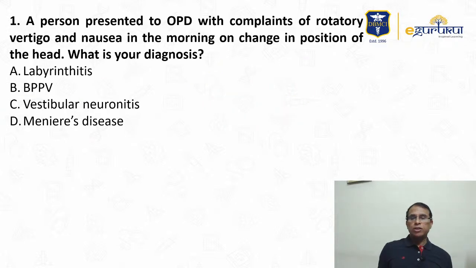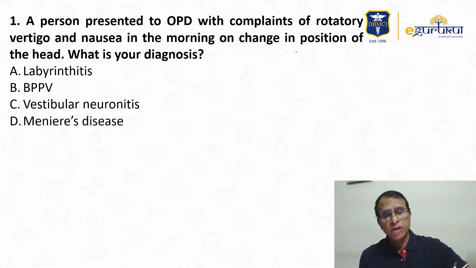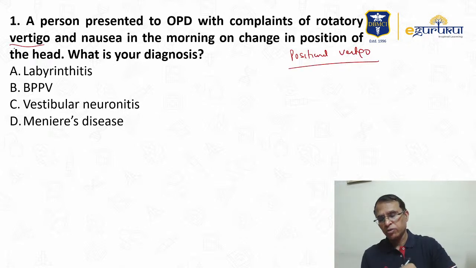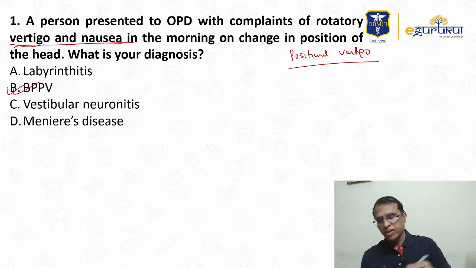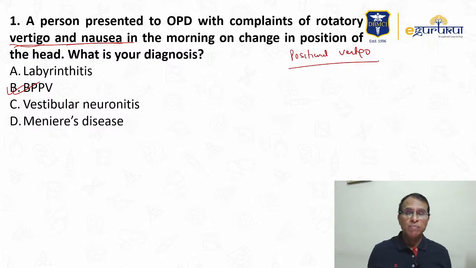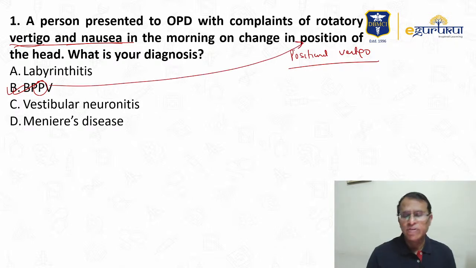A patient presented to the OPD with complaint of rotatory vertigo and nausea in the morning on change of position of the head. What is your diagnosis? So this is positional vertigo. On changing the head position, the patient has vertigo and nausea, and we all know positional vertigo is a feature of BPPV. The name tells you benign paroxysmal positional vertigo. The P stands for the word positional. BPPV.